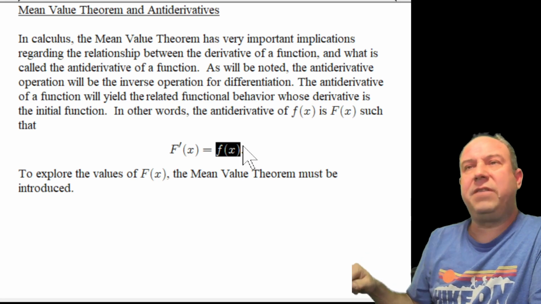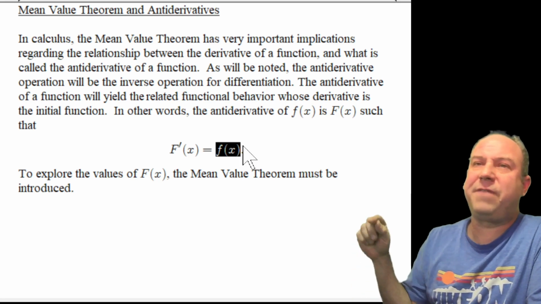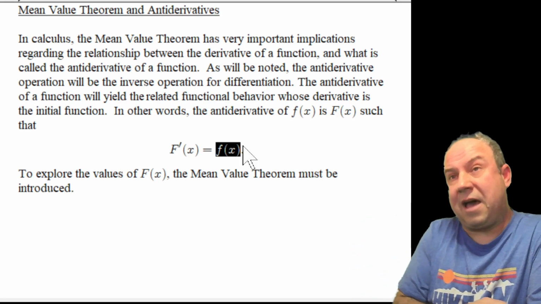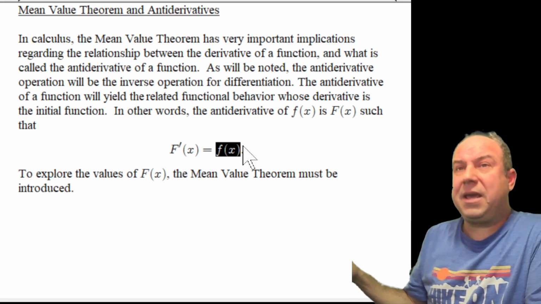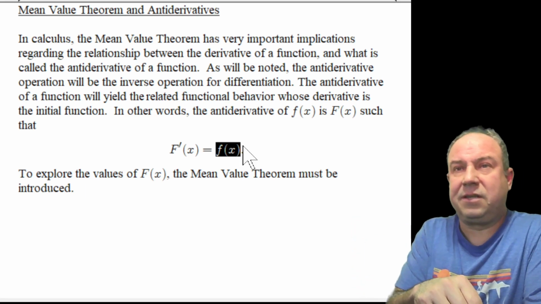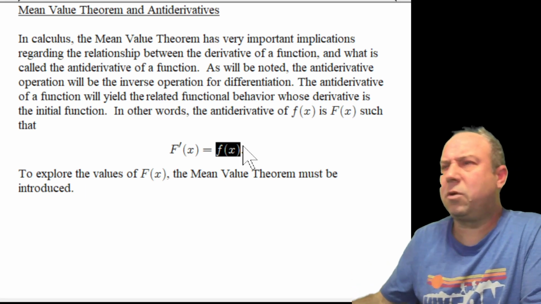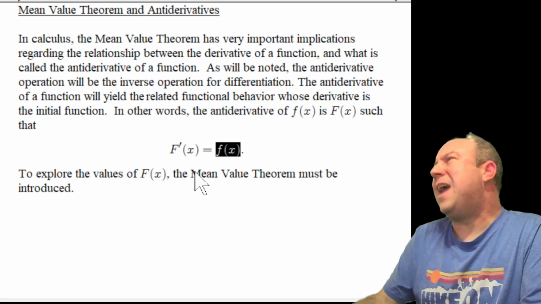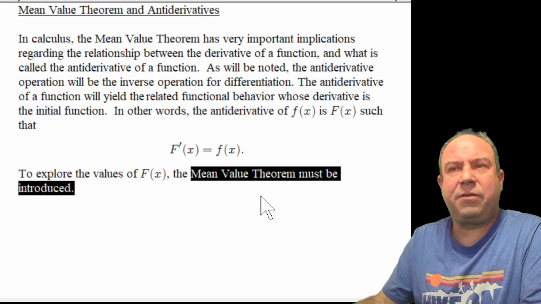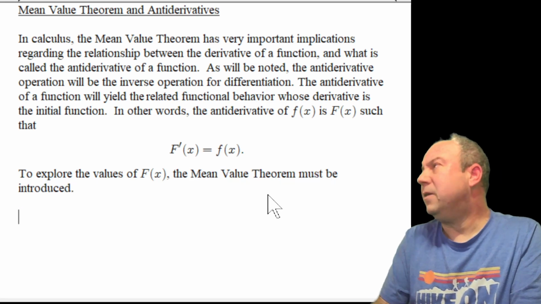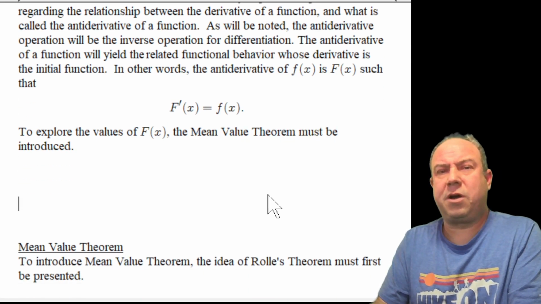The antiderivative operation is going to allow me to find big F of x from little f. And what's going to be unique about big F is that its derivative would be equivalent to little f. That's where we're heading, folks, in our study. And to get there, we have to spend a little time with the mean value theorem. So we're going to talk mean value theorem.